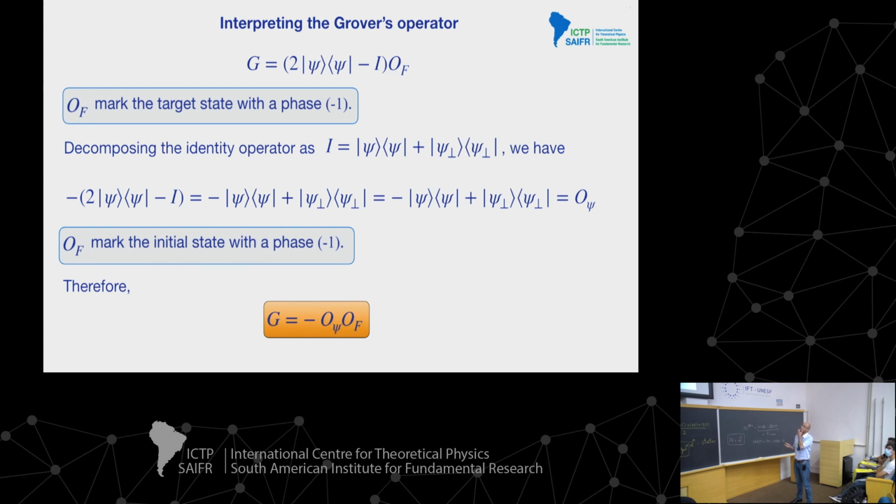To understand that, we decide to write the identity operator here. Observe that you are describing the system as a two-dimensional one, right? Although it's 2 to the n, you are reducing to the representation of a two-dimensional space. So the identity operator in this case is the projector on psi plus the complementary projection, okay? This means that if you substitute this expression for the identity in this expression, you'll find this expression.